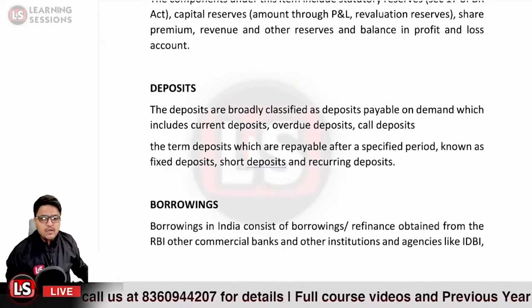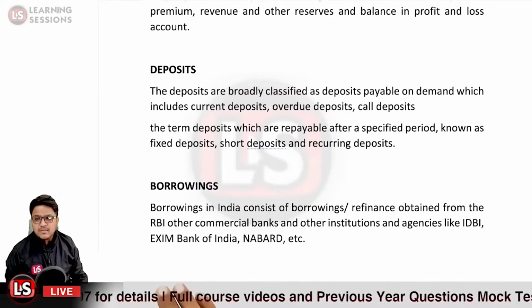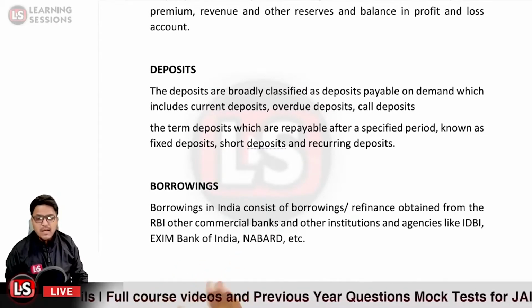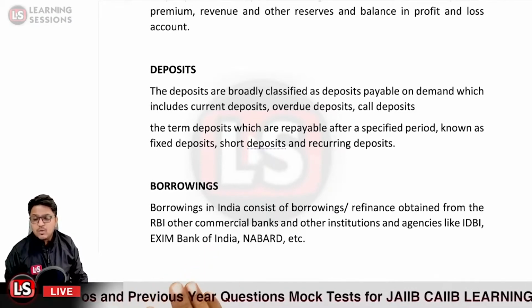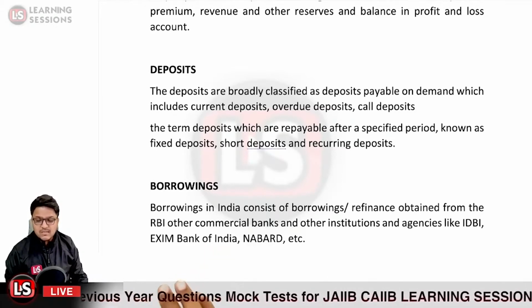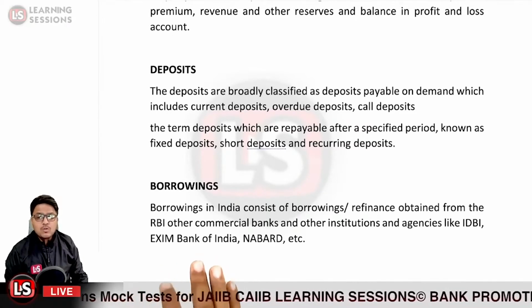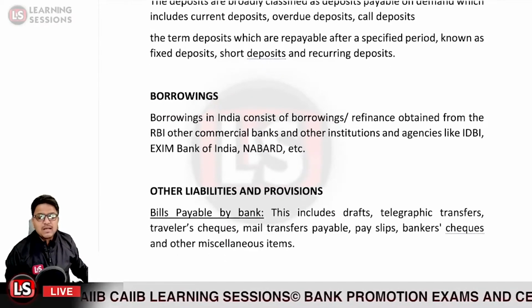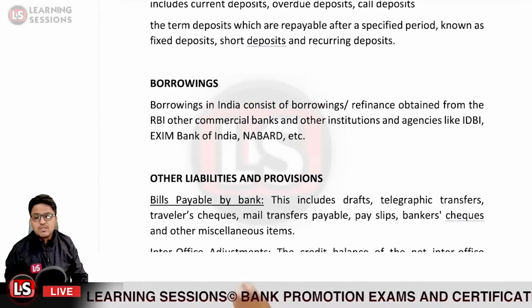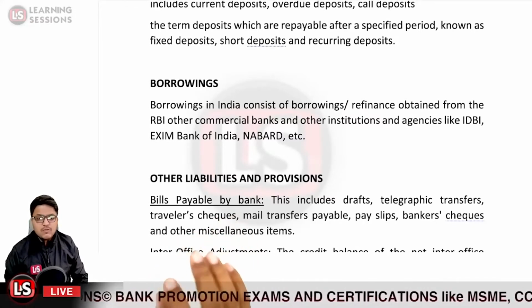And further, it is related to borrowings. Whatever amount has been borrowed by the banks, it may be the case that the banks have taken a loan from the Reserve Bank of India, or it may be related to an interbank liability which is to be paid off. So all those are covered under borrowings. And then it is related to other liabilities and provisions. Other liabilities and provisions are basically related to those bills which are payable by the bank.